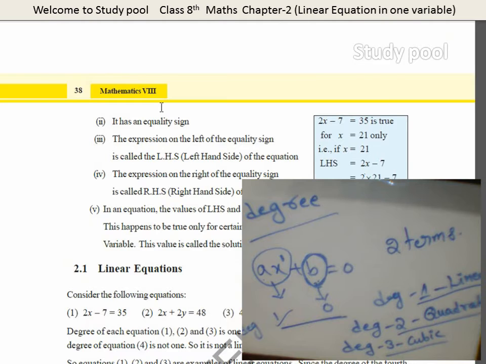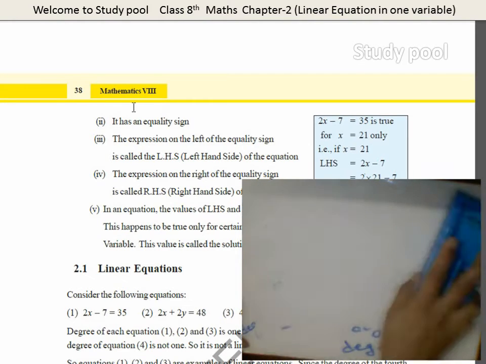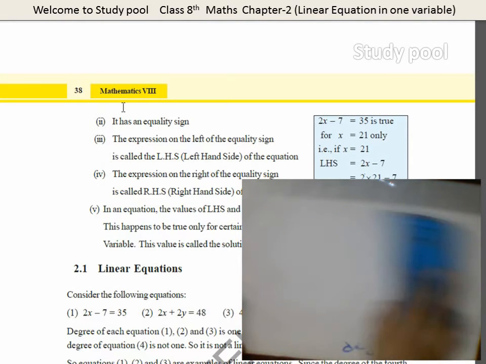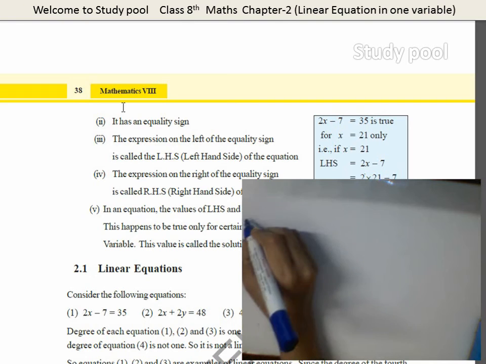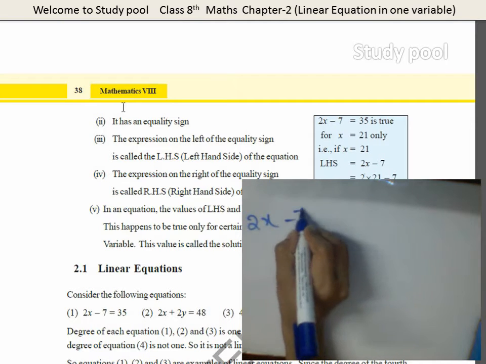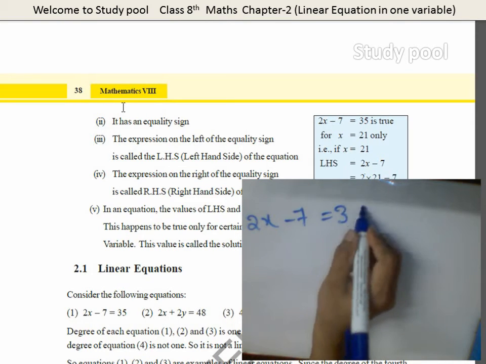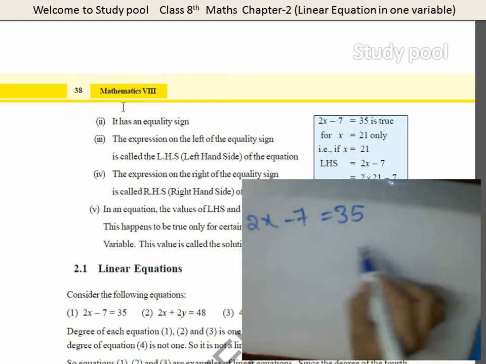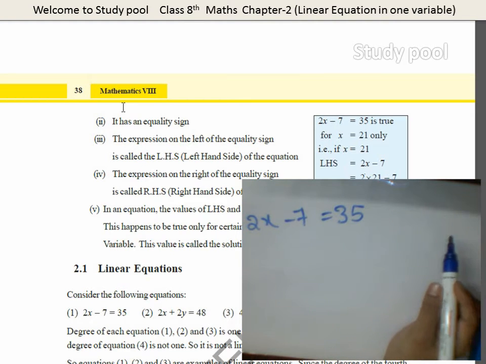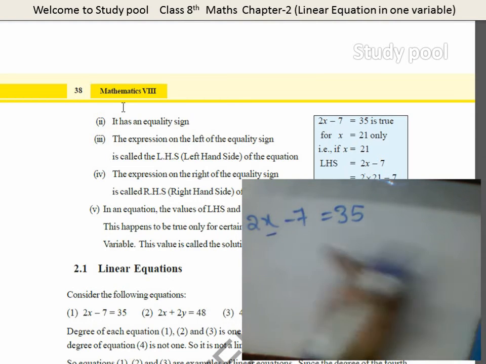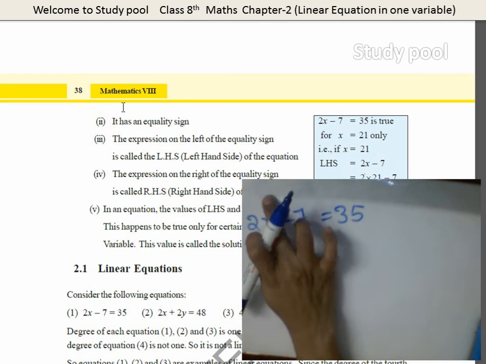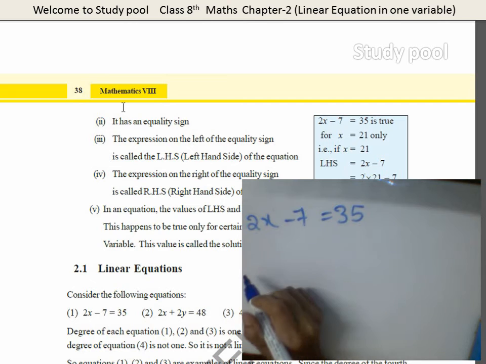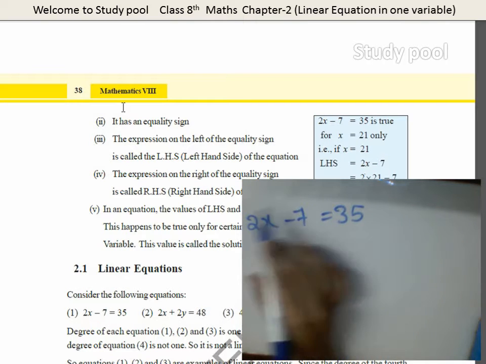In this chapter you should know these terms first, then only we can go and solve the sums. Let us see, we are taking 2x minus 7 is equal to 35. Now it is also a linear equation in one variable. Why are we saying one variable? Because only x is there. Why are we saying linear? Because degree is 1 only. So this one is a linear equation.